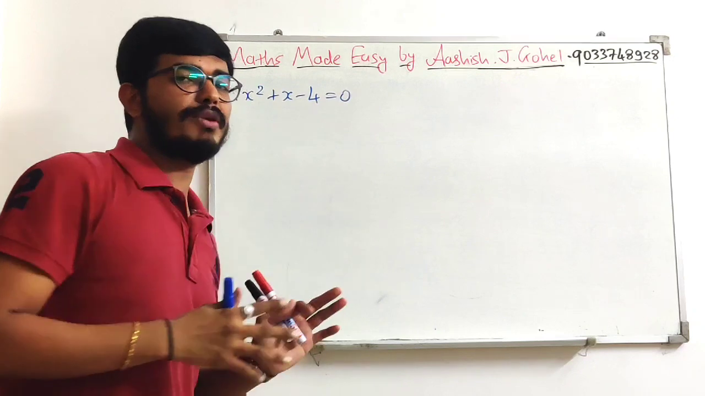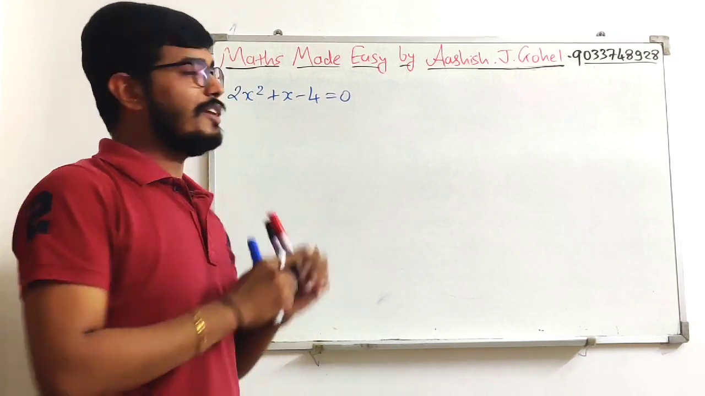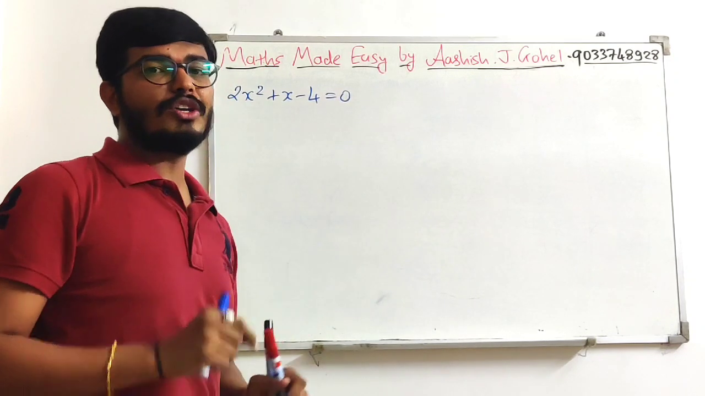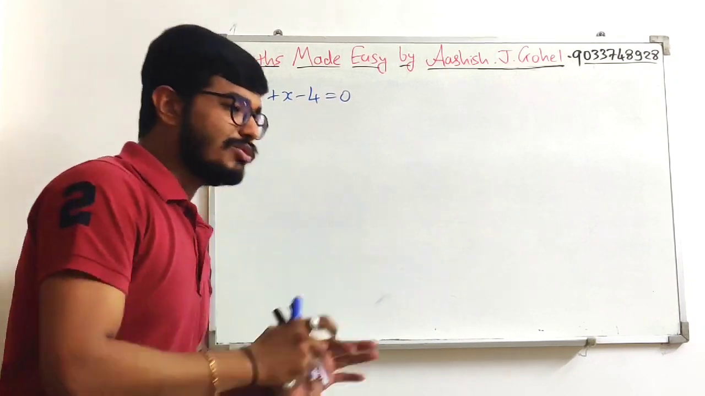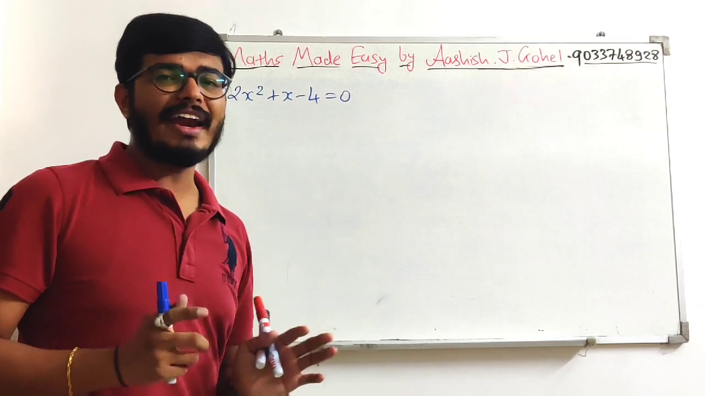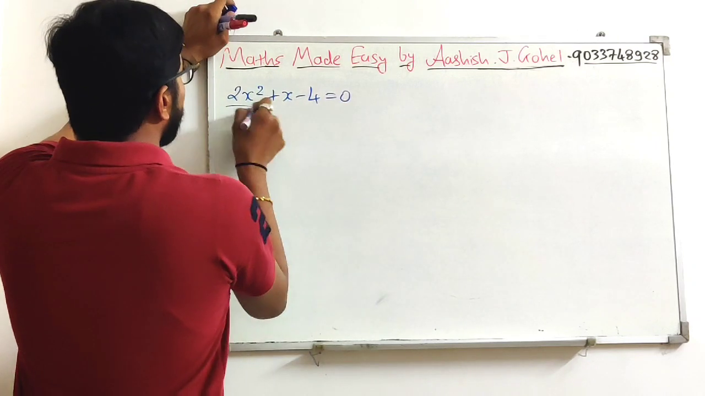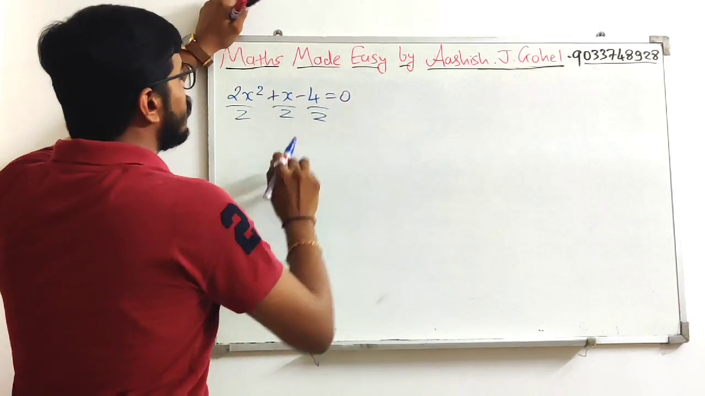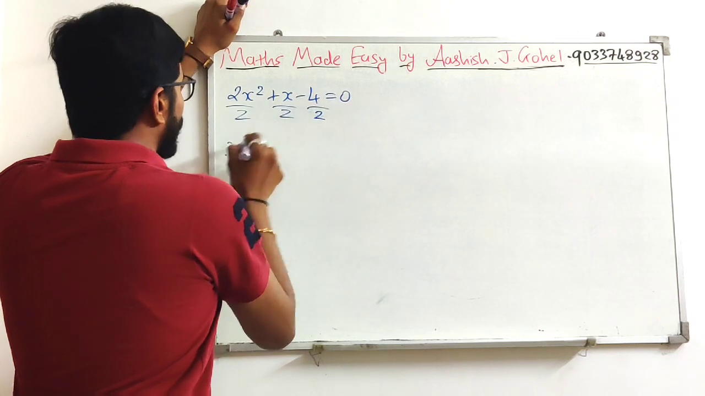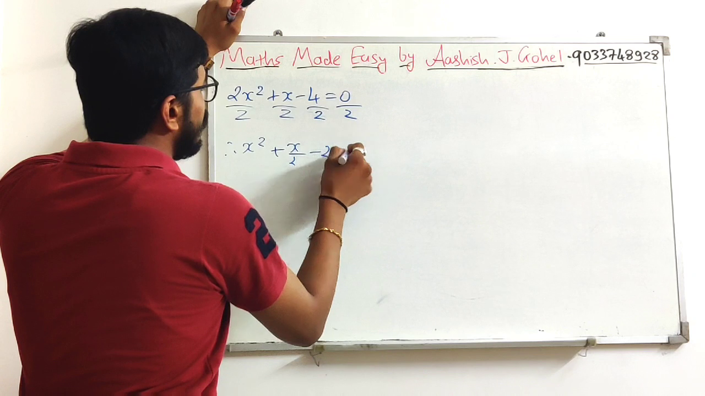So what is the purpose of dividing by 2? In the previous question you have noticed that in many of the terms you have got root 2. Many students have this phobia that square root terms are a headache actually. So let us divide by 2. So we will not get root 2 anywhere. Okay. So x square plus x by 2 minus 2 is equal to 0.